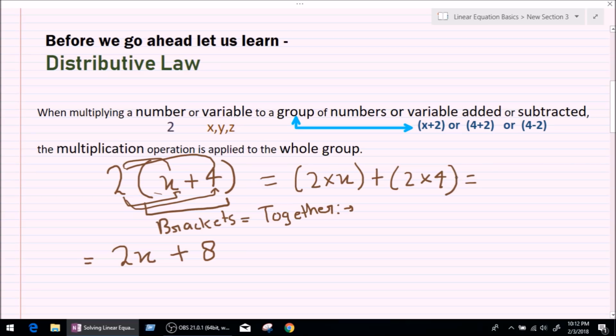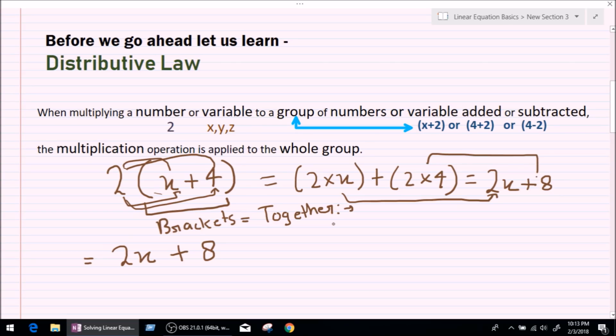Now let's do this. 2 times x will be 2x, and then 2 times 4 is going to be 8, and we have a plus sign. So 2x plus 8, the same thing. This is basically what the distributive law is in mathematics. Now this is the law, and we are going to apply this law when we do a question.